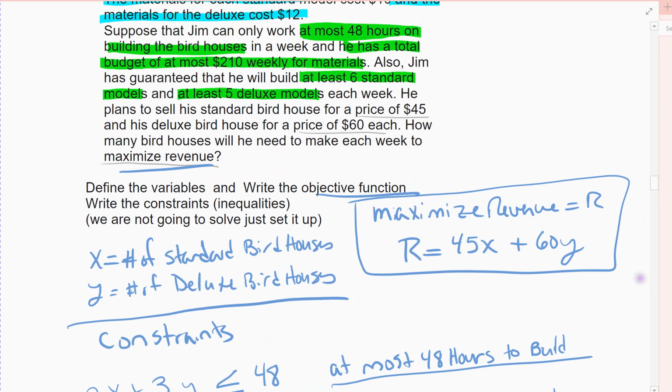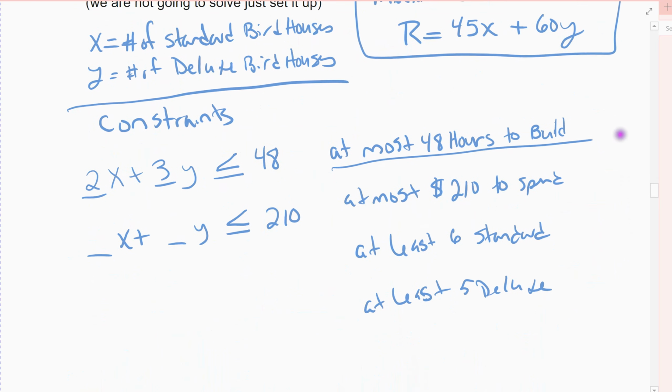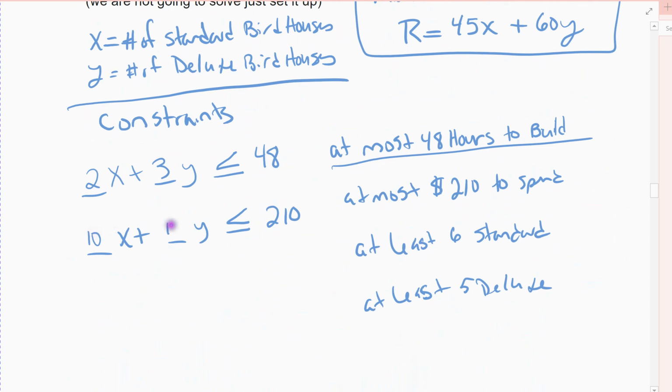Alright, now the budget, which I believe is the blue part. He can spend, the standard models cost him $10 to build, and the deluxe costs $12, so 10 goes with X, 12 goes with Y. So 10X, 12Y, and there's his budget, right? He can spend $10 for each standard, $12 for each deluxe. He can spend up to 210, but less. Can't go over it. Okay, so less than. Alright, so those are the two sort of kind of cases similar to what we did last time.